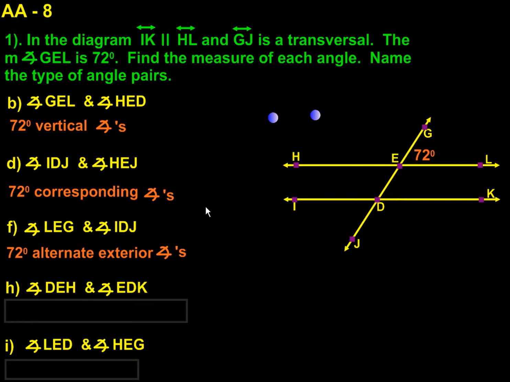The next two angles that we're looking at are DEH, that's right here, and EDK, which is right here. And these are on the inside of the parallel lines, or the interior of the parallel lines. And so these would be alternate interior angles. And we already know the value of this, and since these are alternate interior, they're going to be the same. So we're looking at 72 once again.